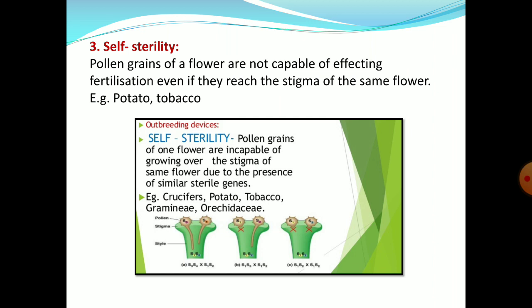Third outbreeding device is self-sterility. In this case, pollen grains of a flower are unable to perform the process of fertilization due to their sterile nature. Though they reach the stigma of the same flower, due to the presence of sterile genes in the pollen grains, they are unable to fertilize the egg. Examples are potato, tobacco, crucifers, including Gramineae and Orchidaceae family.